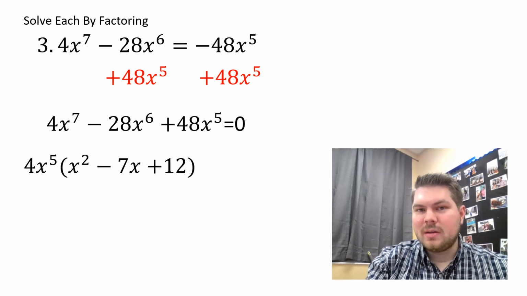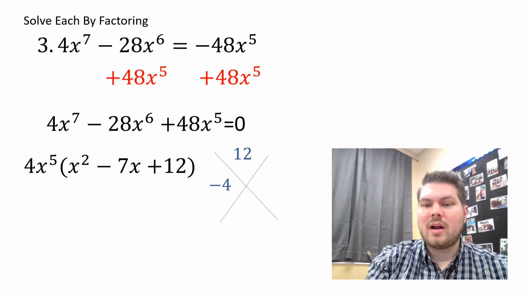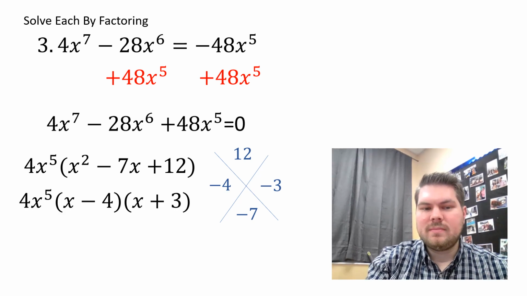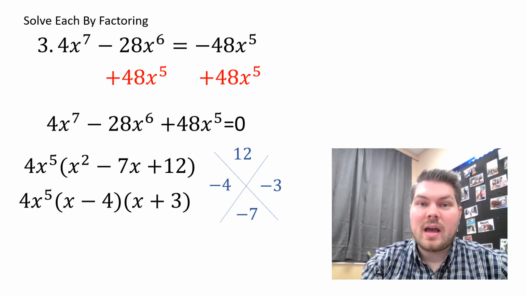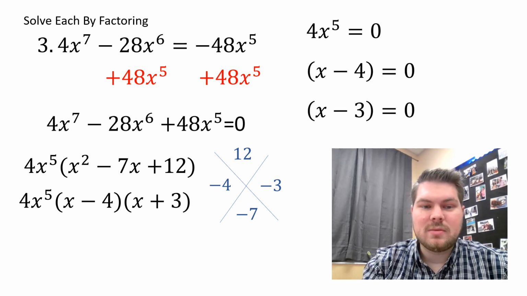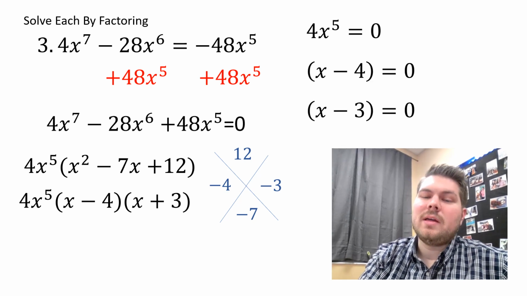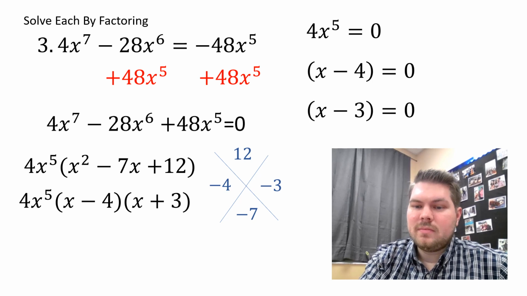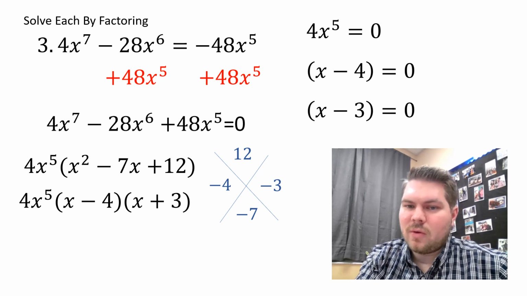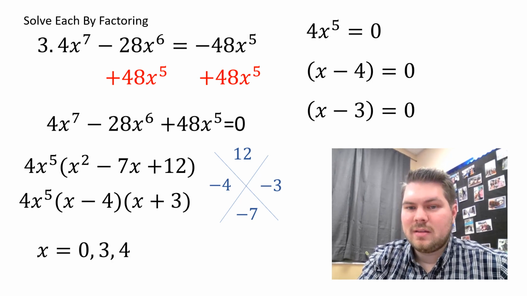Now we can solve like we factor like we normally would with a trinomial using our x method. And we get -4, -3. And now we're going to set each piece equal to 0. And we get x could be 0, x could be 4, and x could be 3.